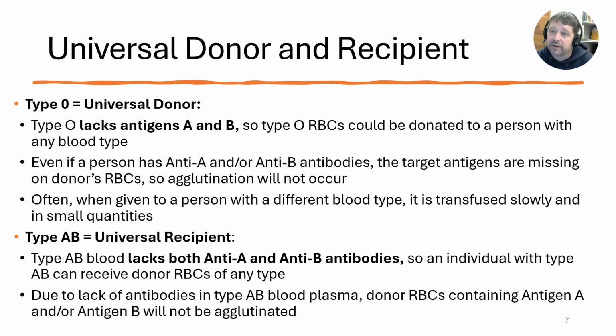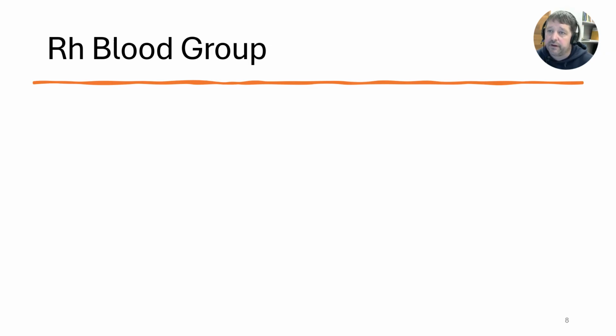Type AB, on the other hand, is a universal recipient. They don't have antibodies, so they can get blood from A or B or O or AB because there's no immune response against the antigens. And so they are what we call a universal recipient. They can't donate to very many people, just to AB individuals. But they can accept blood from anyone. Okay. All right. Now let's talk about the RH group.